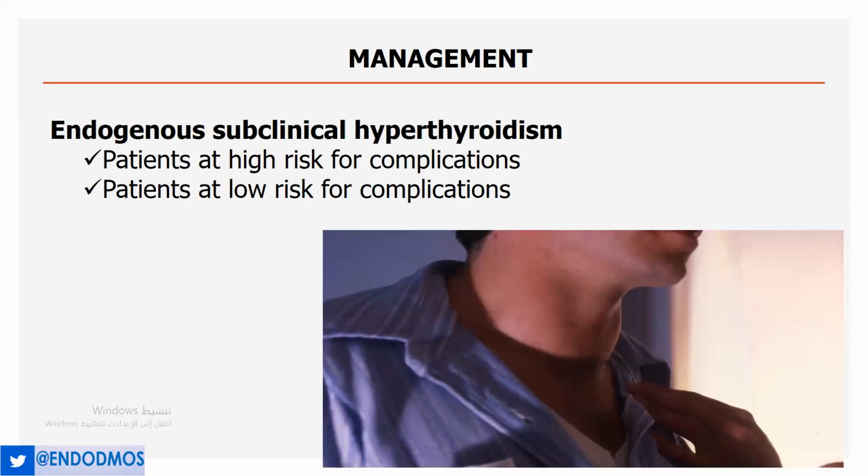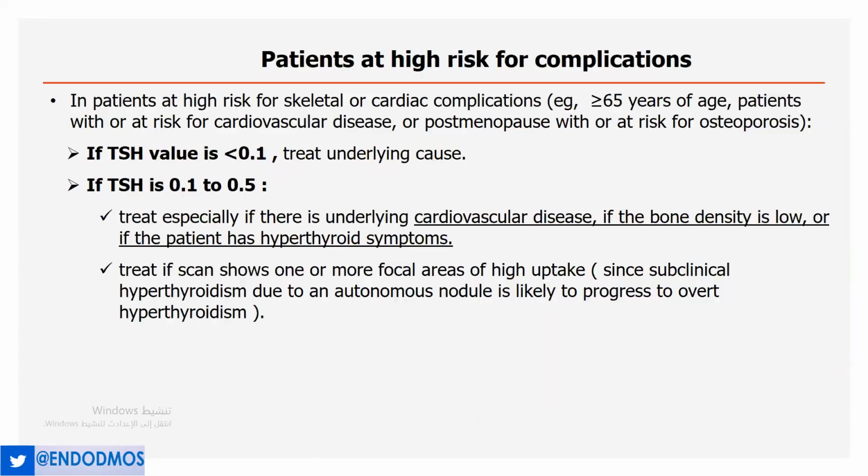Endogenous subclinical hyperthyroidism: patients at high risk for complications and patients at low risk of complications. High risk includes patients older than 65, patients at risk of cardiovascular disease, and postmenopausal females who are at risk of osteoporosis. What should we do here? We have to depend on TSH. If less than 0.1, treat the underlying cause using medication such as carbimazole.